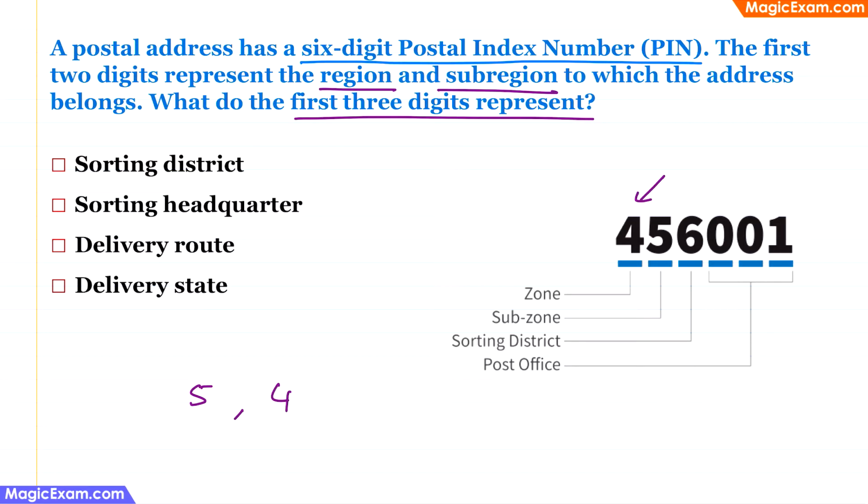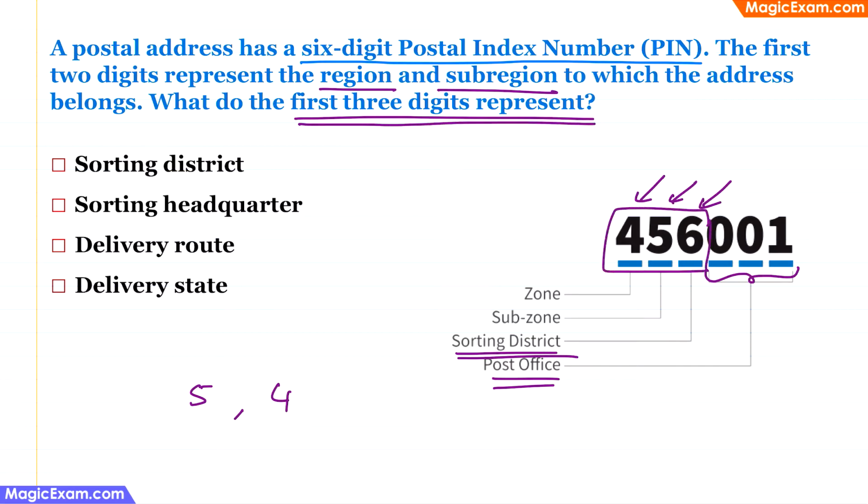So, the first digit tells us which zone the address belongs to, and the second digit mentions which subzone the address belongs to, and the third number represents the sorting district, and the last 3 digits represent the post office, the specific post office to which this address belongs. Therefore, this question is asking us, what do the first 3 digits represent? So, the first 3 digits together represent the sorting district, because first we identify the zone, then the subzone, and within that subzone, which sorting district this particular address belongs to. Therefore, the answer here is sorting district.